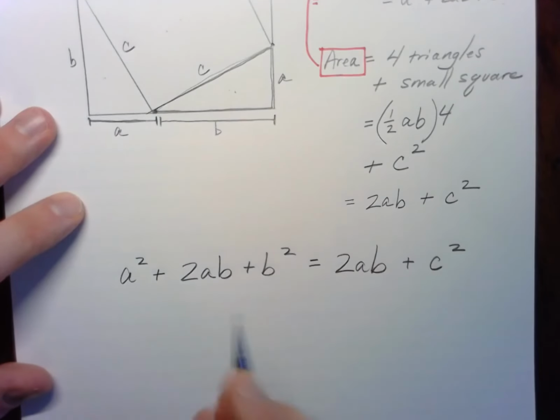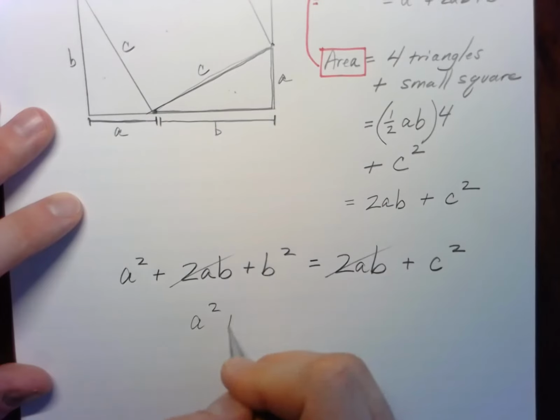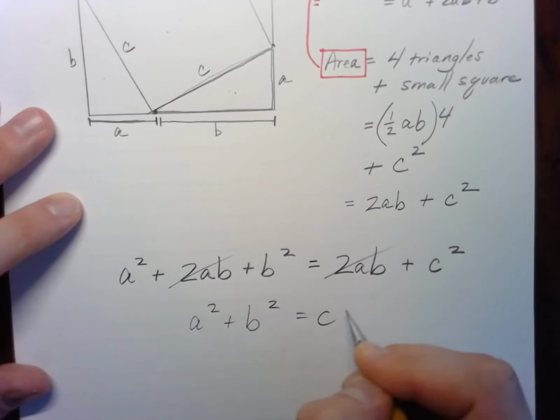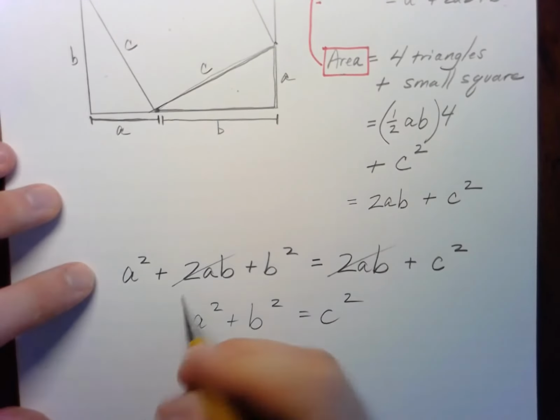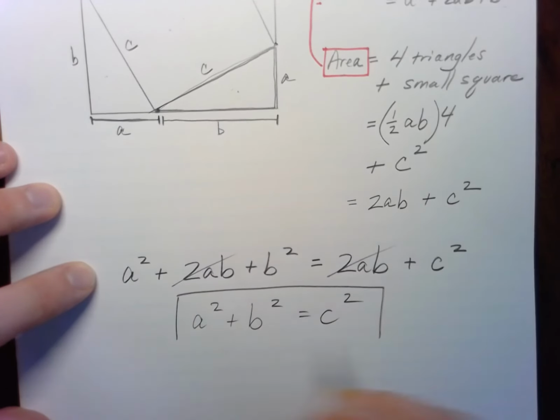Okay? And so then if you notice, these two cancel, and you're left with a squared plus b squared equals c squared, and that is indeed the Pythagorean theorem.